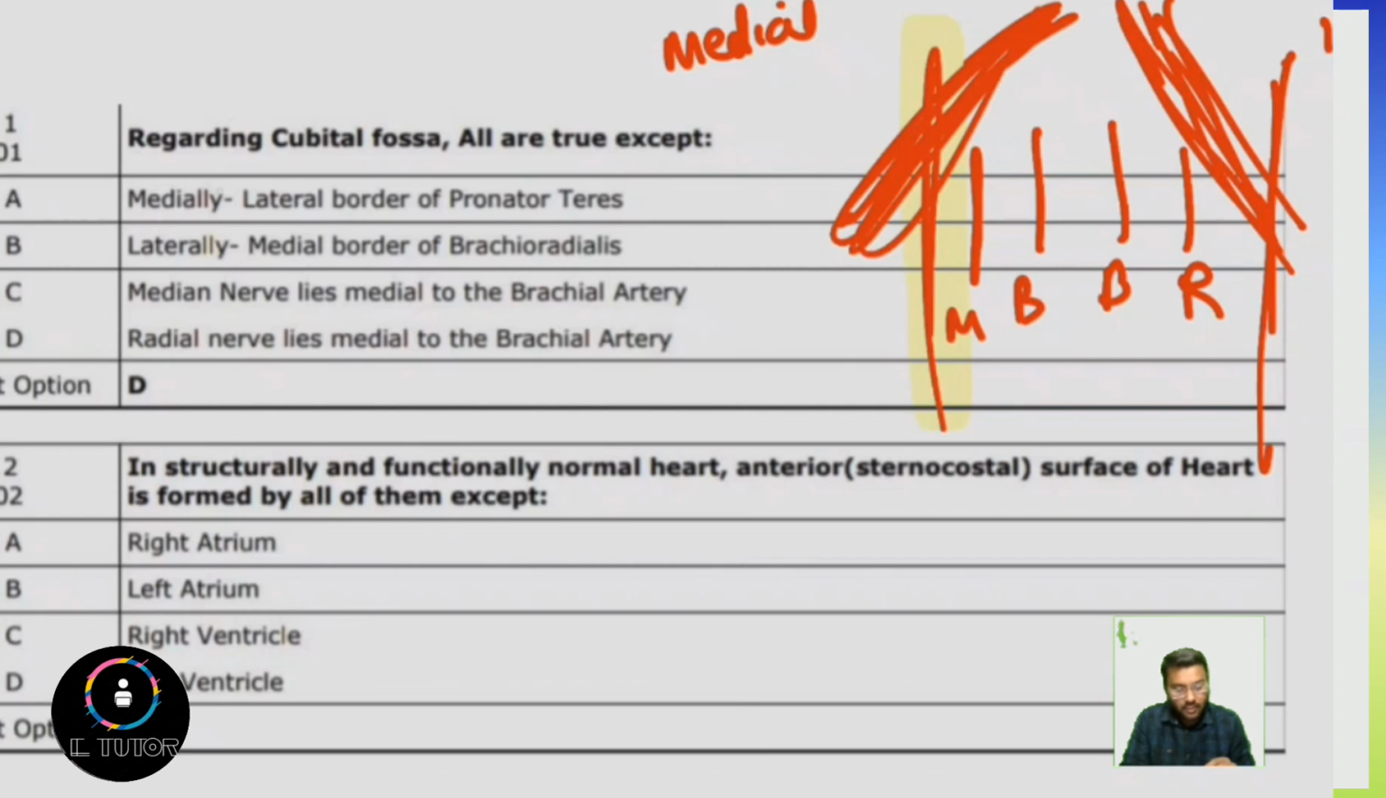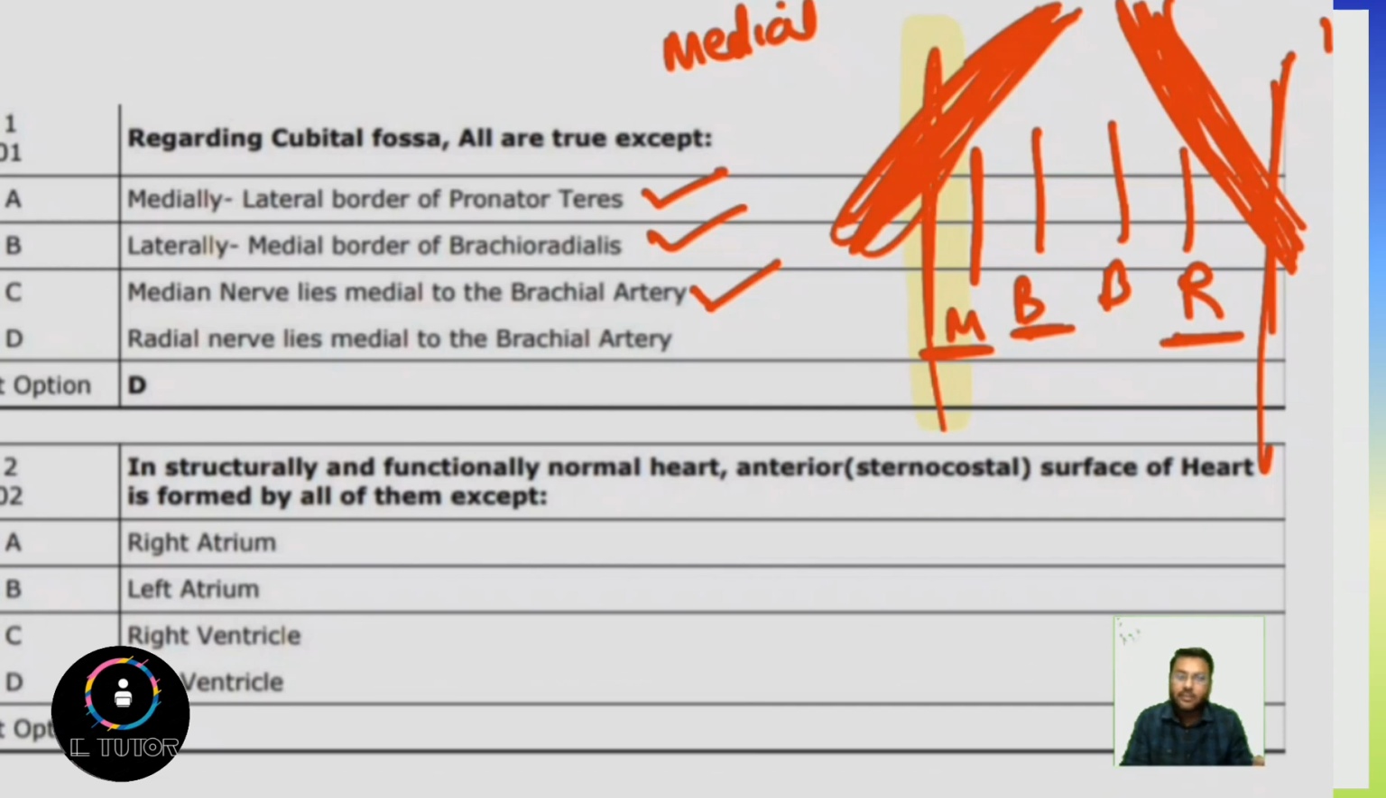So medially lateral border of pronator teres is there. Yes, this is a correct option. Laterally medial border of brachioradialis. This is again a correct option. Median nerve lies medial to the brachial artery. This is again a correct option. Radial nerve lies medial to brachial artery. No, this is not true. Radial nerve lies lateral to brachial artery. So option number D is not correct. So the answer will be option number D.